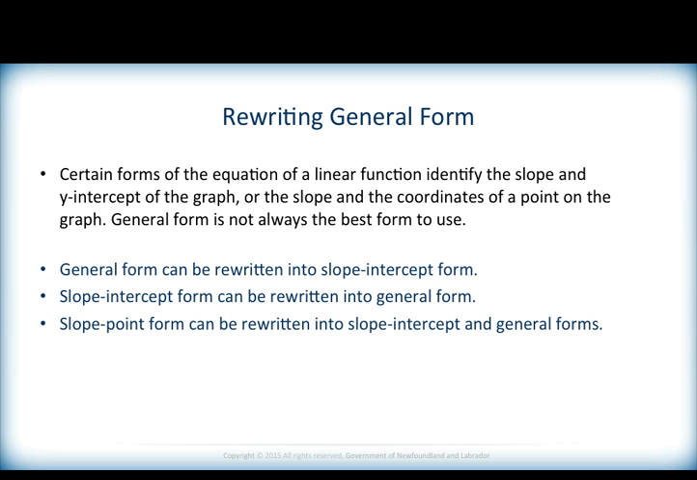So, rewriting general forms: certain forms of the equation of a linear function identify the slope and y-intercept of the graph, or the slope and the coordinates of a point on the graph. General form is not always the best form to use. So these three points are important to remember. General form can be written into slope-intercept form. Slope-intercept form can be rewritten into the general form. Slope-point form can be rewritten into slope-intercept and the general forms. It is really important that you are able to distinguish between the three forms and recognize which form is which.